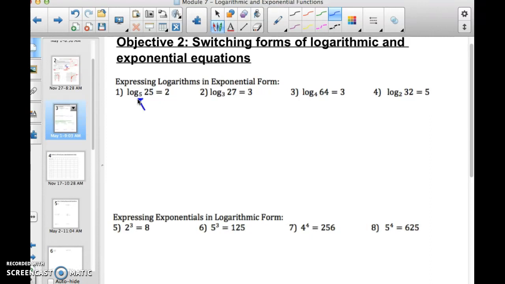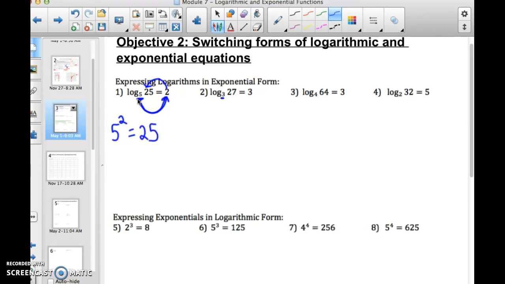So 5 needs to be raised to the power of 2, so I'm going to draw an arrow there, and that's going to help me remember. So 5 is raised to the power of 2, and I draw another arrow, in order to get to 25. And that's how I write from log format to exponential form, alright? So, the base of 5, I always underline the base, no matter if it's logarithmic or exponential. The base of 5, draw an arrow to the power of 2, and draw another arrow to the output of 25. Alright, so let's go on to the next one.